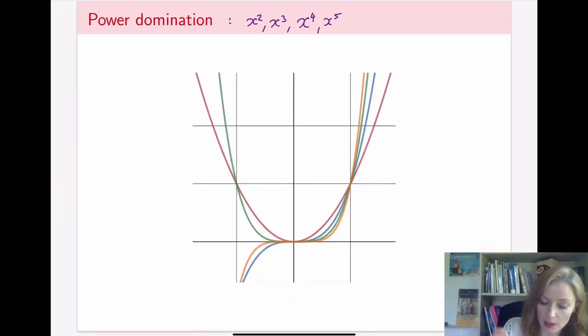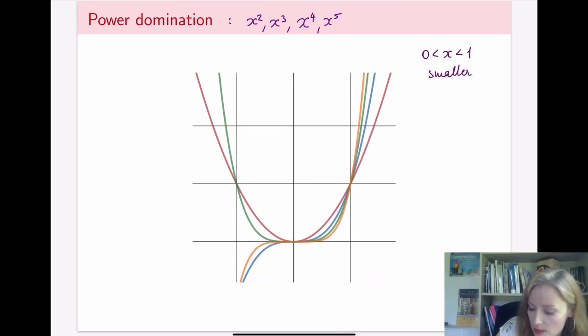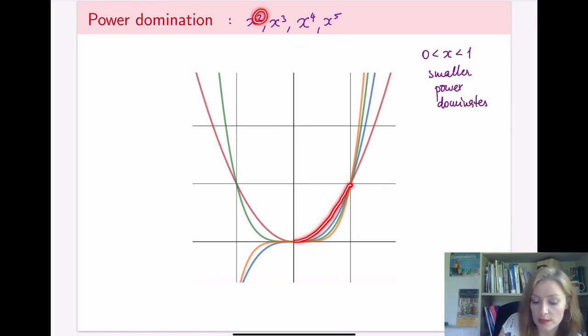If I am thinking near the origin, so between 0 and 1, then the smaller power, the parabola being x squared, is going to be the function that is highest overall. So what we say in this case is that the smaller power dominates. Dominates meaning it's the highest in the y value, right? So on this first piece here between 0 and 1, it is my parabola x squared with the smallest power that's going to be the highest on this region.